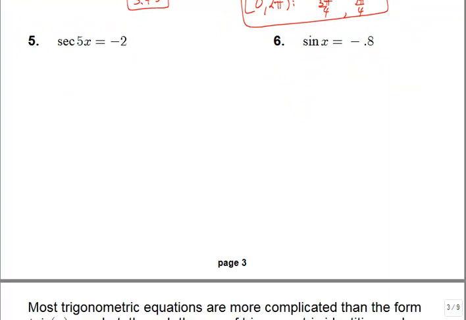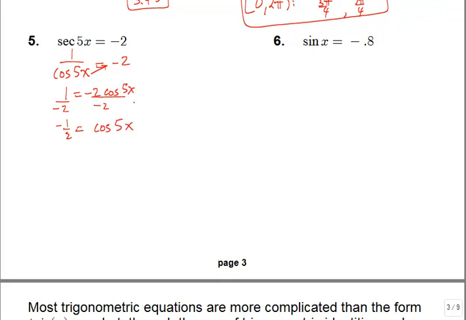Okay, next example here. Secant of 5x equals negative 2. So we want to isolate our trig function. It already is, but if you're not comfortable dealing with secant, you might want to change this to a cosine because secant is the reciprocal of a cosine. So that's what I'm going to do. I'm going to turn this into 1 over cosine of 5x equals negative 2. And then I'm going to cross multiply that cosine over to the other side, and then divide both sides by that coefficient negative 2 to try and isolate my cosine.